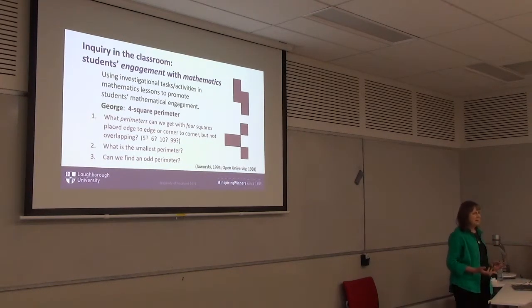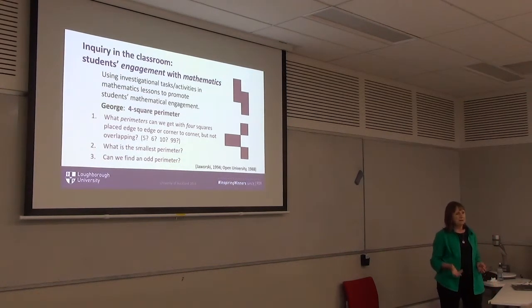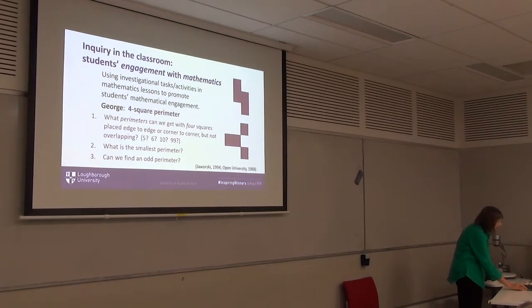We're coming into the classroom where the class has been working on the basic task, and they've come to the conclusion as a whole class that all the perimeters are an even number. So hence the question, can we find an odd perimeter? So now pray that this works.